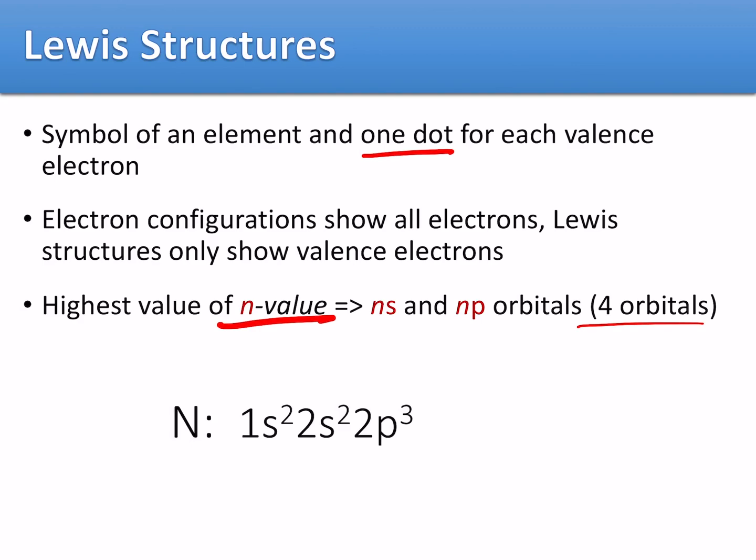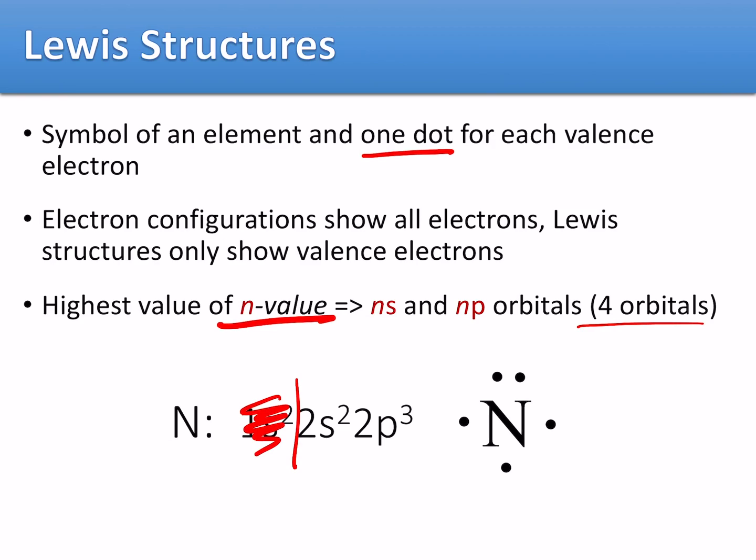So if we have here the nitrogen atom, the last shell is that. So we actually forget about this. All we care about are those 5 electrons. And when you draw the Lewis symbol for nitrogen, it's going to look something like that.